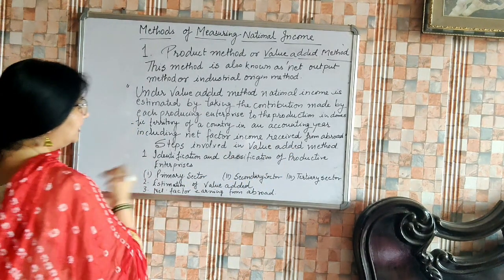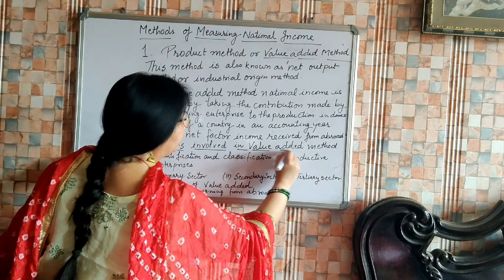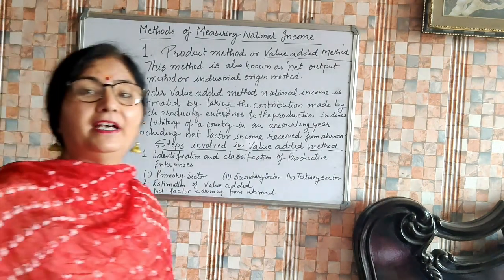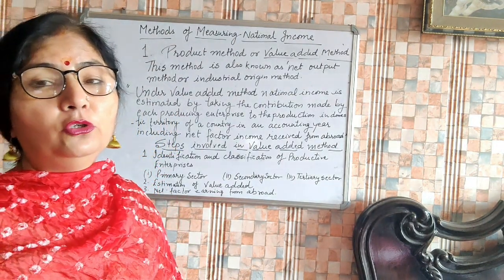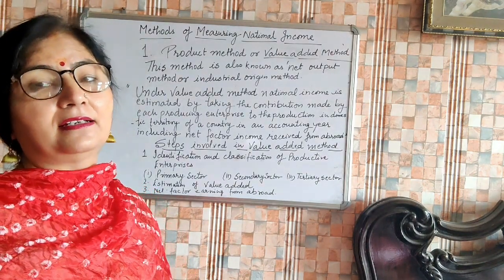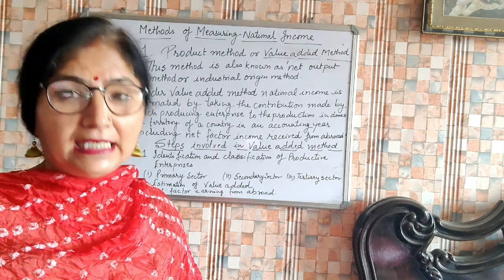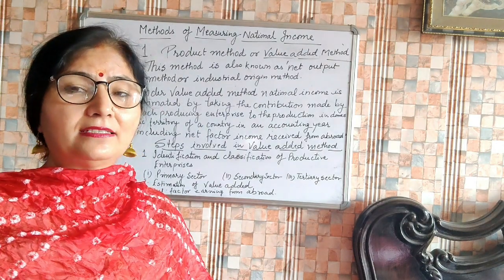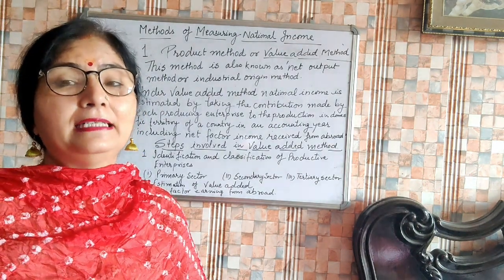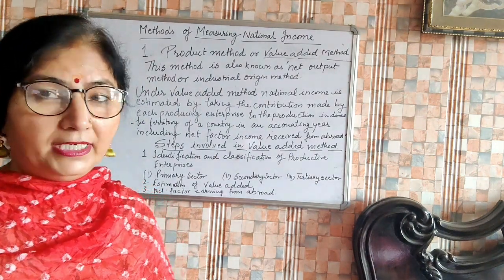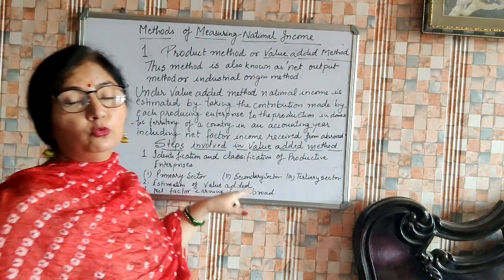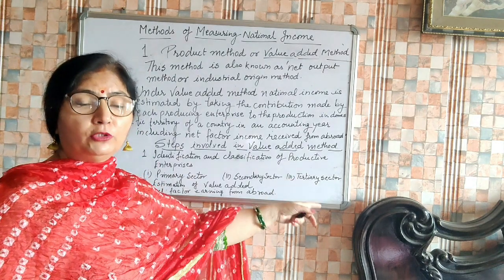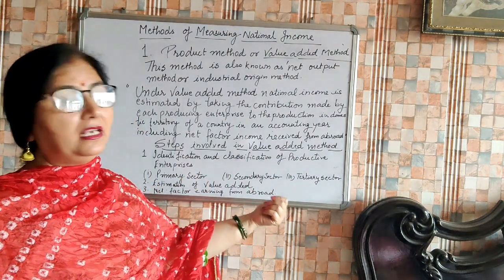And for that, the steps involved in value added method are: first, we will have to identify and classify the producing enterprises. As we all know that according to economic activities, the classification of productive enterprises is primary sector, secondary sector, tertiary sector. Primary sector means the activities related to the creation, or you can say the land, water and soil. And in the secondary sector, we convert the raw material into the final product. And tertiary sector is the supporting sector of the primary and secondary both.